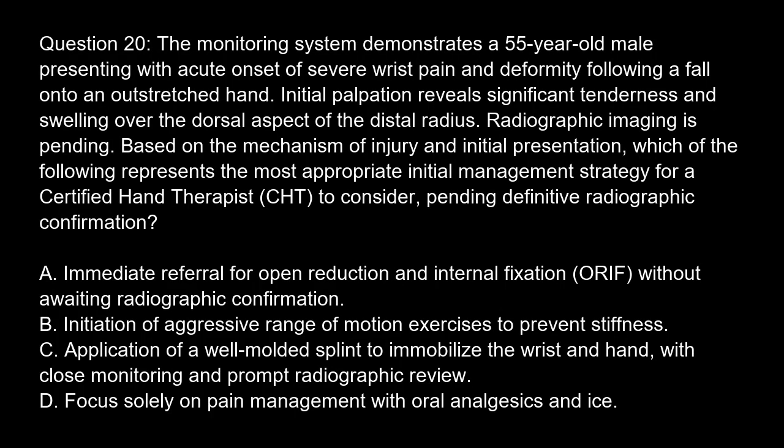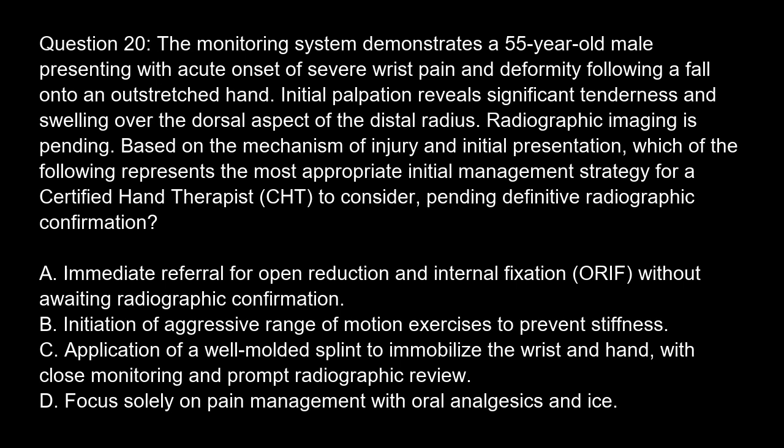Question 20. The monitoring system demonstrates a 55-year-old male presenting with acute onset of severe wrist pain and deformity following a fall onto an outstretched hand. Initial palpation reveals significant tenderness and swelling over the dorsal aspect of the distal radius. Radiographic imaging is pending. Based on the mechanism of injury and initial presentation, which of the following represents the most appropriate initial management strategy for a certified hand therapist, CHT, to consider pending definitive radiographic confirmation?